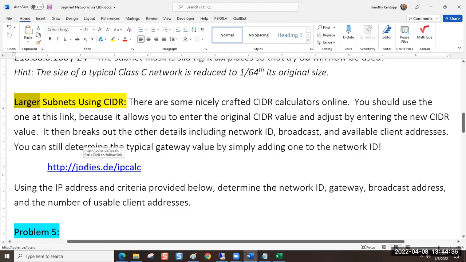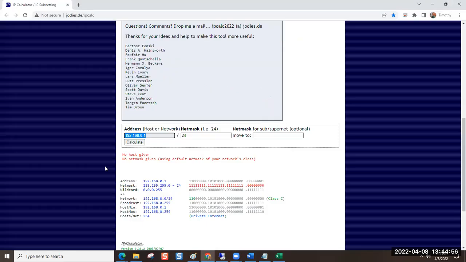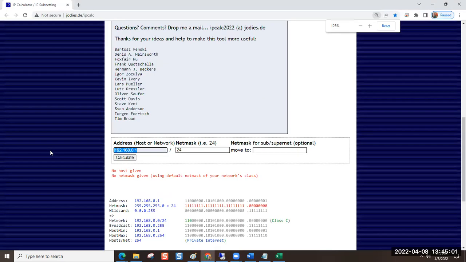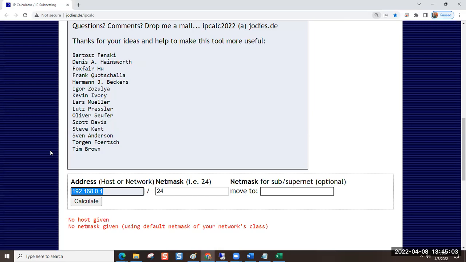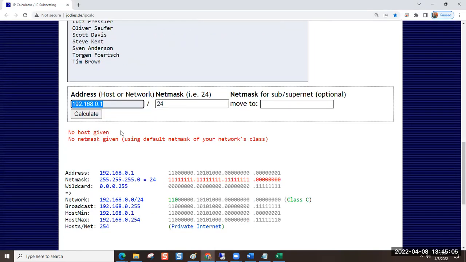Then what you do is you take the information you're provided and you go to Jodi's.de IP calc. Now the .de means Deutschland, right? So this is a German engineer who came up with this website, and it's actually a brilliant website. So all I'm going to do is control click this, and we're going to go here together. And can everybody see my screen? Yes. Okay, so this is really cool stuff, right?